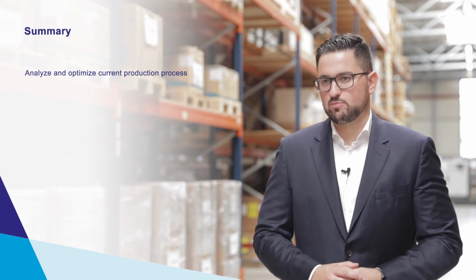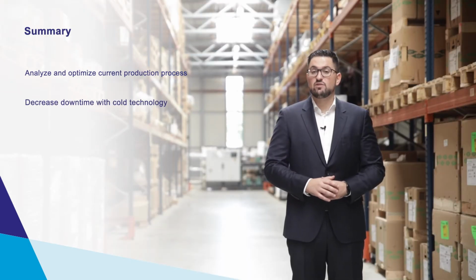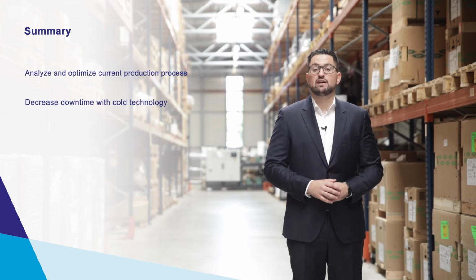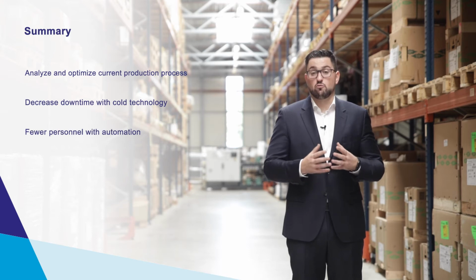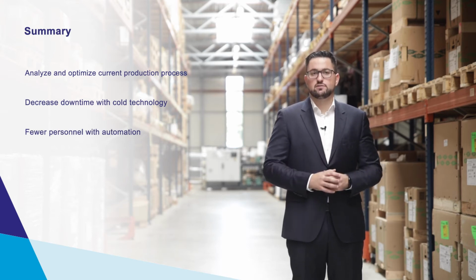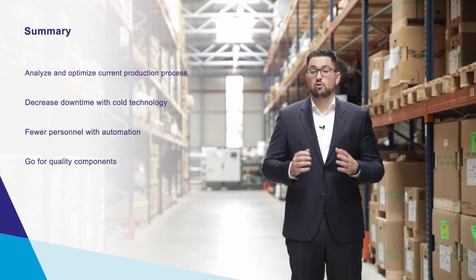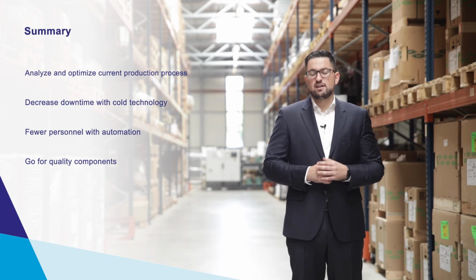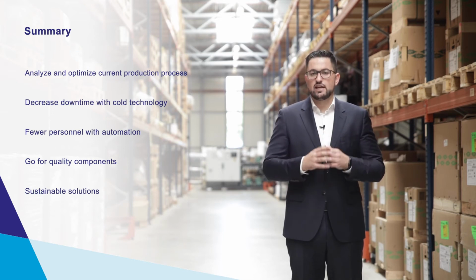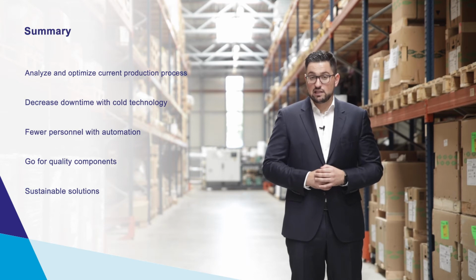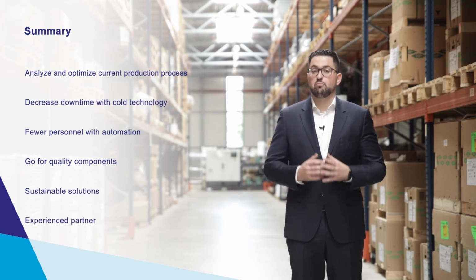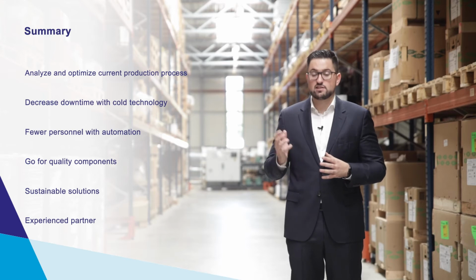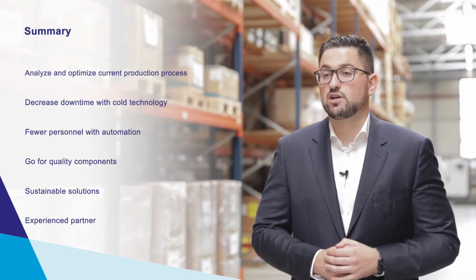First of all, analyze and optimize the current production process as much as possible. Then, decrease downtime as much as possible by introducing the cold in the production process. Focus on automation whenever possible so you can use fewer personnel. Always go for quality components and quality equipment as they are proven to reduce costs. If possible, integrate sustainable solutions in the upscaling of your production process. And lastly, and most importantly, always find a partner that has experience in all of these so they can professionally assist you in your production upscaling.